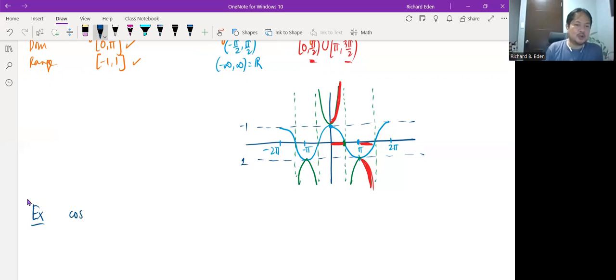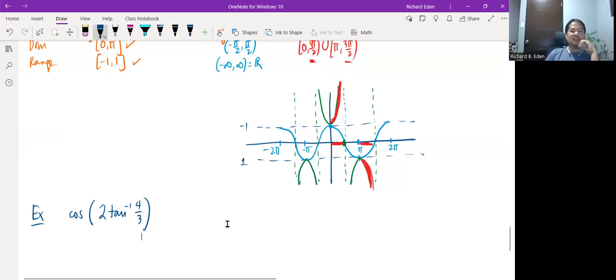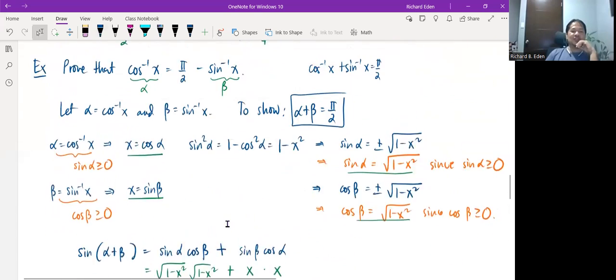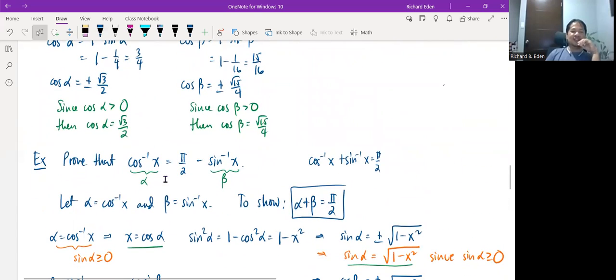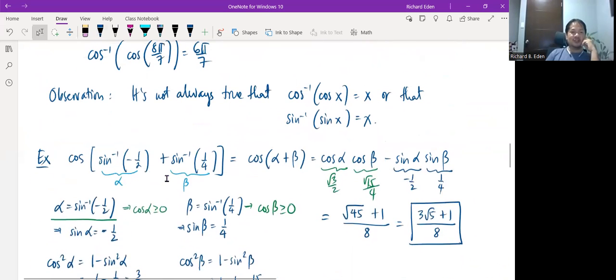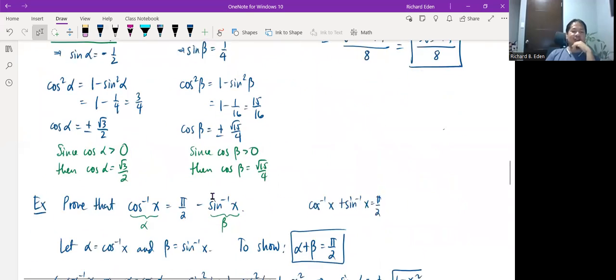Let's evaluate cosine of twice tangent inverse of 4/3 without using a calculator, of course. But hey, do you see the strategy that we've been doing for these computations? Ano ginawa natin? In this example, cosine inverse of x, call that alpha or beta. Sine inverse of 1/4, call that beta. Sine inverse of negative 1/2, call that alpha.